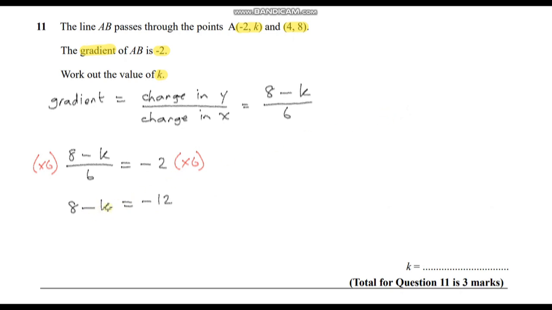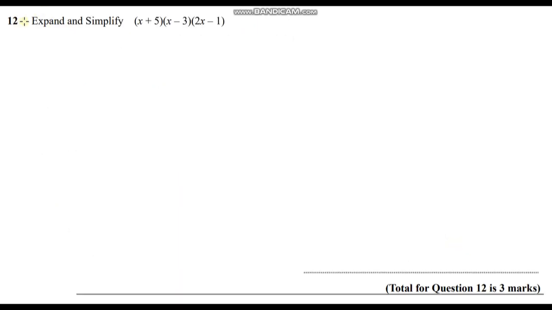So at the moment, the k is negative, so I'm going to put it on this side. I'm going to add k to both sides. So that's going to give me 8 on the left, because the k's will cancel. And on the right, we've just got k minus 12. Now, as our last step, if we add 12 to both sides, we get 20 on the left, and on the right, we are left with k. So k equals 20, and that's what it's asking us: work out the value of k. K equals 20.